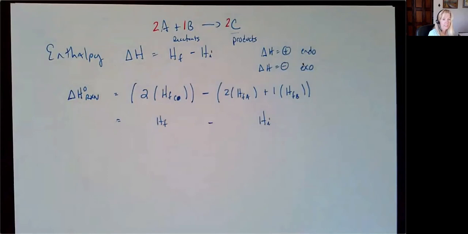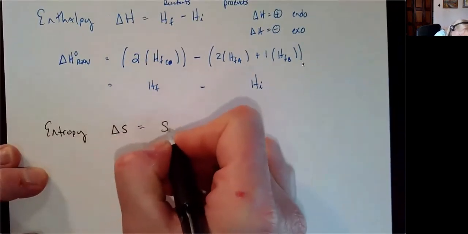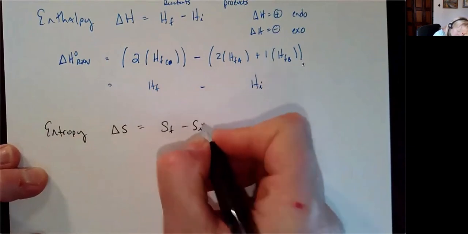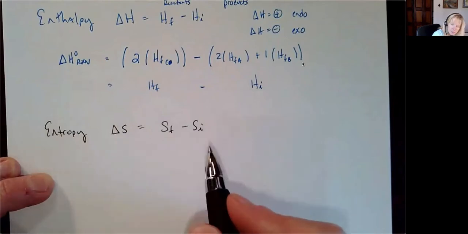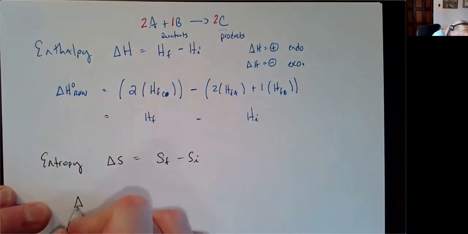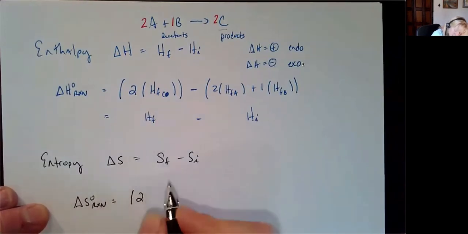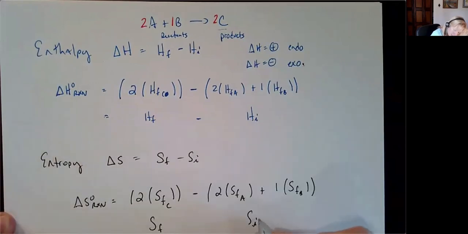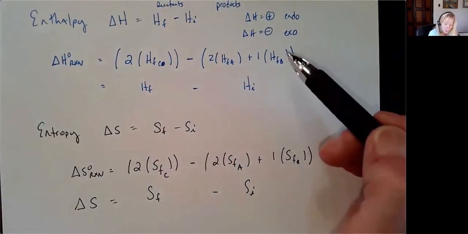So I can do the exact same thing for entropy. I can have delta S, I'm looking at my final state minus my initial state. If I want to apply it to a chemical reaction, I could apply it to reactants and products. So let's say I still have this same thing up here. My delta S for this reaction is going to look very, very similar, only instead of my enthalpy values, I'm going to have entropy values. Initial, and this would be my delta S.